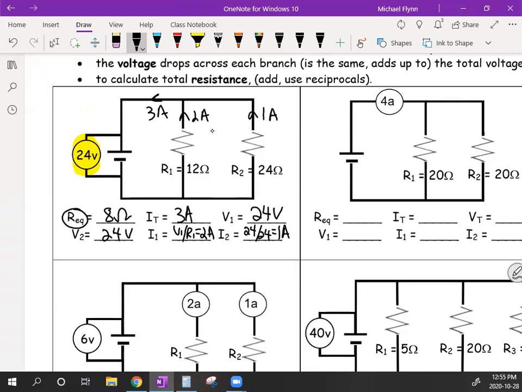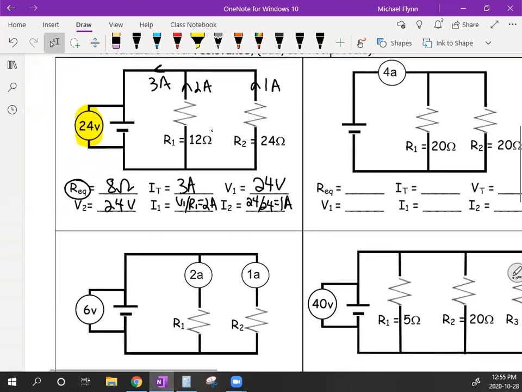I'll just write it down. But another way to get the total would be to say that the total current is the voltage in the battery divided by the total resistance. Well, that would be 24 divided by 8, which is 3 amps. So both ways give me the same answer. I get 3 amps no matter what. So you pick whichever way you like.